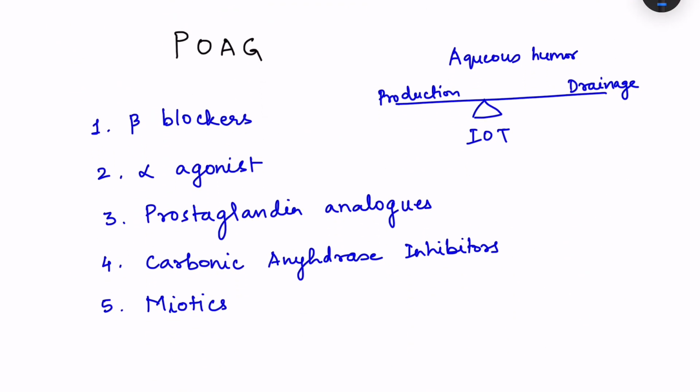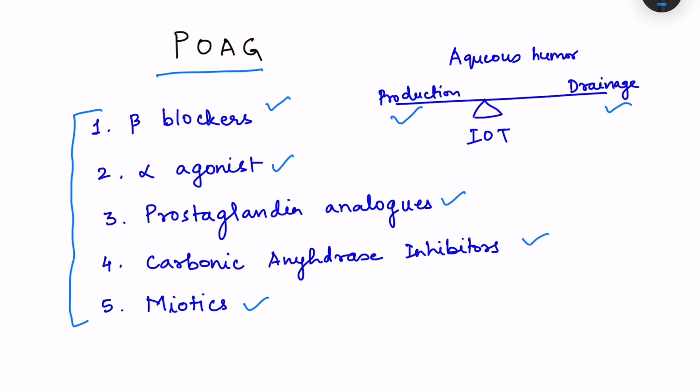So what are the therapeutic targets? In primary open angle glaucoma, we have 5 different therapeutic strategies. These include beta blockers, alpha agonists, prostaglandin analogs, carbonic anhydrase inhibitors and miotics, and they will be targeting either the production or the drainage. We will see each of them one by one.